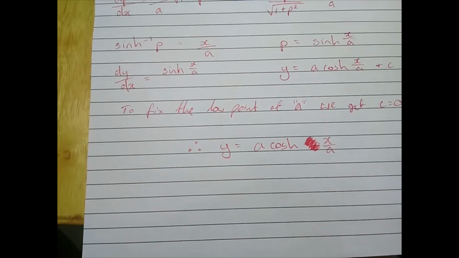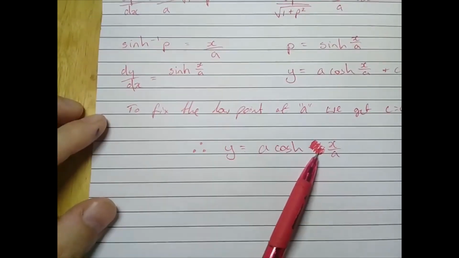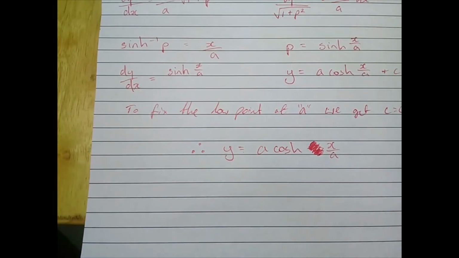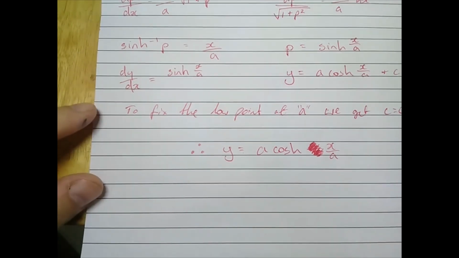Okay, and that's absolutely fantastic. The equation for any catenary curve, or any cable hanging by its own weight, like a chain fence or a necklace or anything like that. So that's absolutely amazing. I love it.